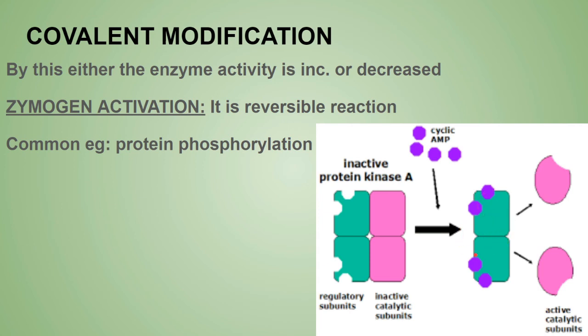Now in some cases the receptor itself has tyrosine kinase activity, which is switched on when the hormone binds to the receptor, for example insulin. So this was all about the factors reducing the enzymatic activity.